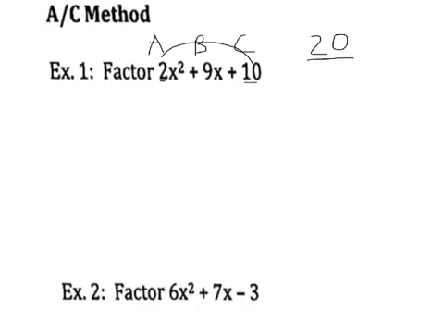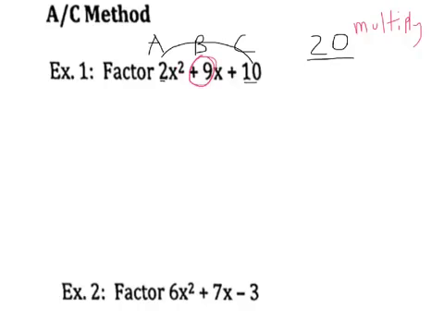This next part is crucial. Listen carefully. I need to find a pair of numbers that when I multiply them, I get 20. But at the same time, this is important, at the same time, when I add those 2 numbers together, they have to add up to this b value. They have to add up to 9. Let me say it again.